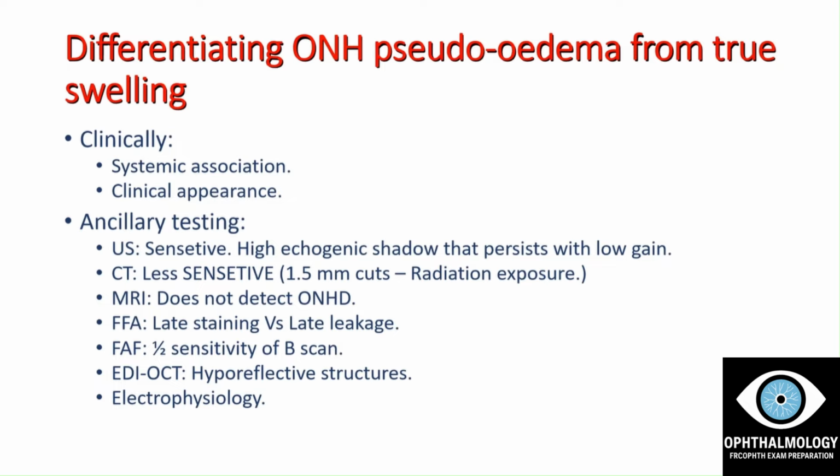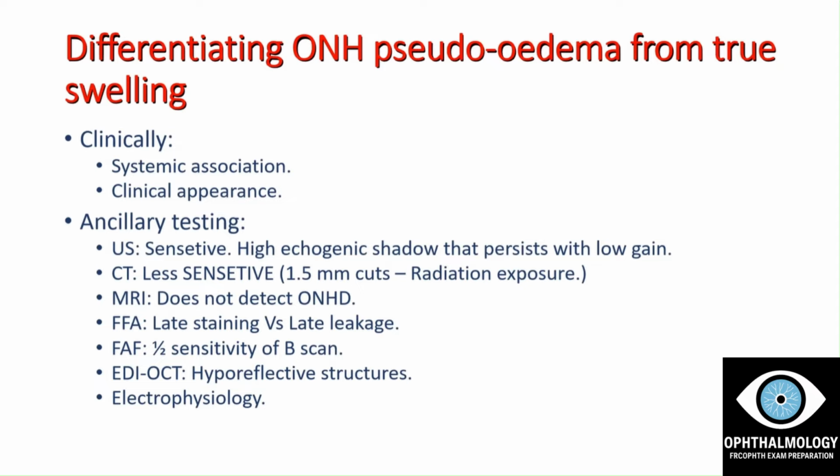Optic nerve head drusen is a calcification. So CT can determine the calcification of the optic nerve head, but the problem is it's less sensitive. It has 1.5 millimeter cuts and has high radiation exposure, and I believe it's not justified to request a CT scan just to see if this patient has a drusen or not. MRI does not detect optic nerve head drusen.